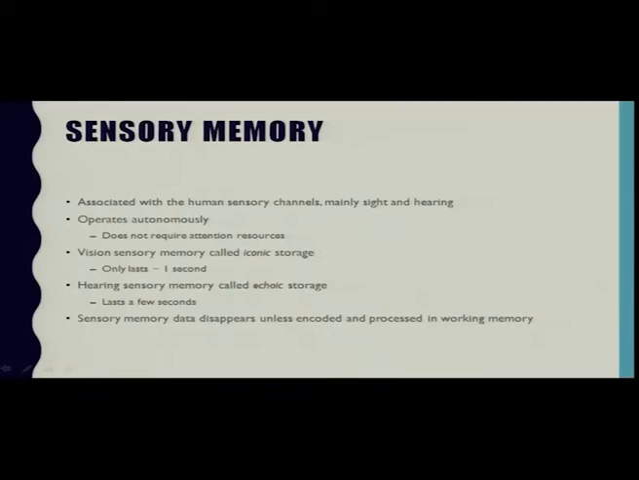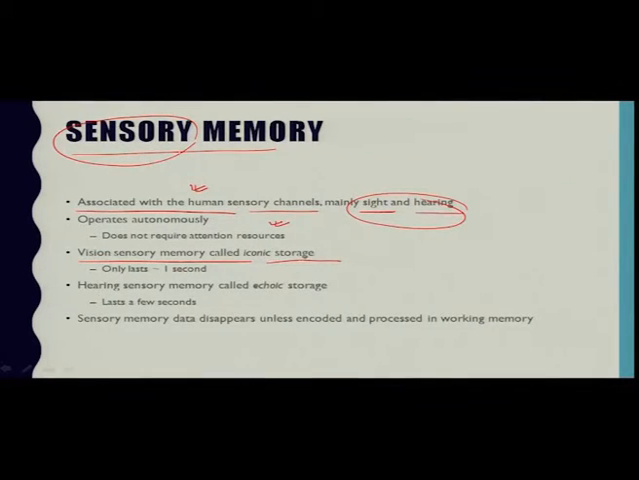Now we will focus on the types of memory. The first kind is sensory memory, which is associated with human sensory channels. As its name suggests, it is based on the senses the human body has, mainly sight and hearing. The vision and auditory sensory channels have a very short term storage unit, and other sensory channels may have similar memory units as well. The visual sensory memory is called iconic storage, and the hearing sensory memory is called echoic storage.